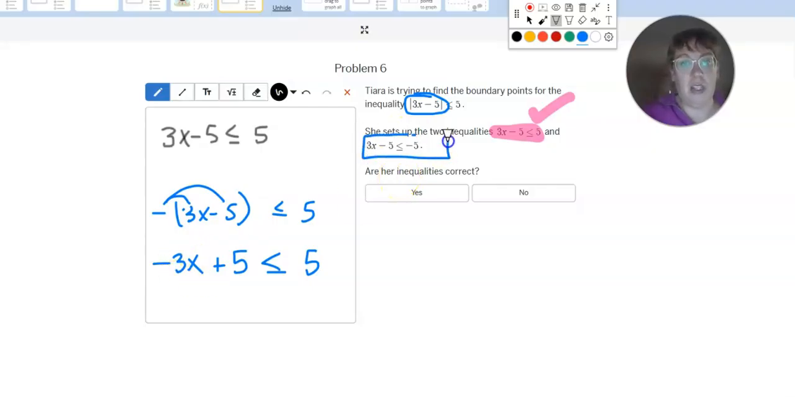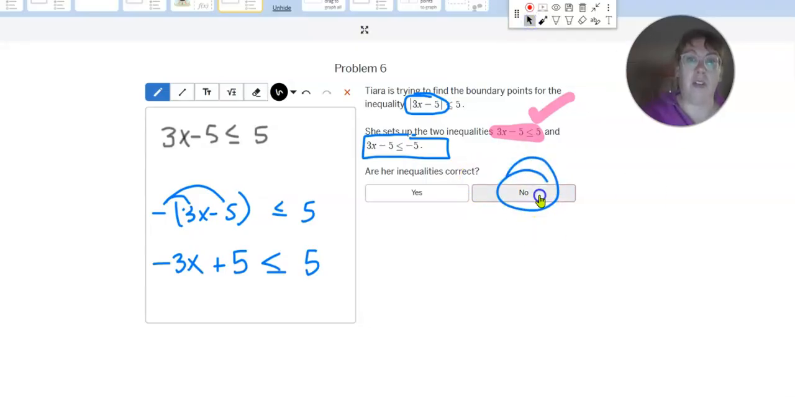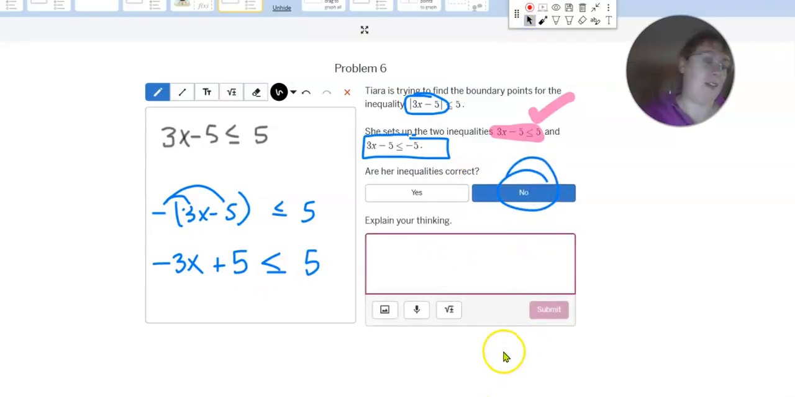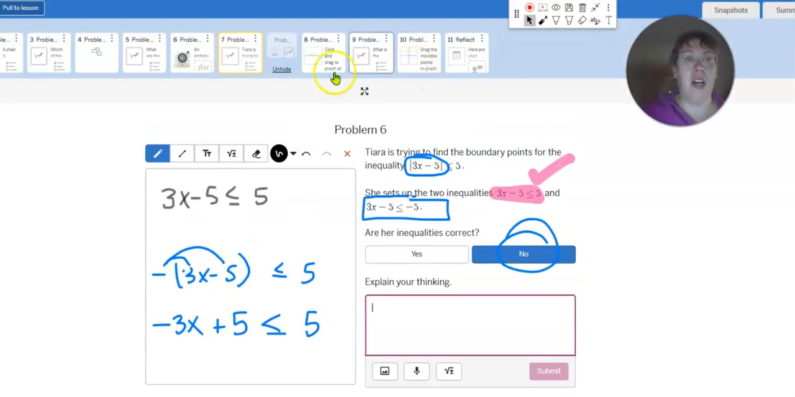So this one, 3x minus 5 is less than or equal to negative 5, is going to be wrong. So what that means is no, those inequalities are not correct, and we're going to explain our thinking on how we got that. Okay? So take a second to do that now. We're going to skip the slide there.